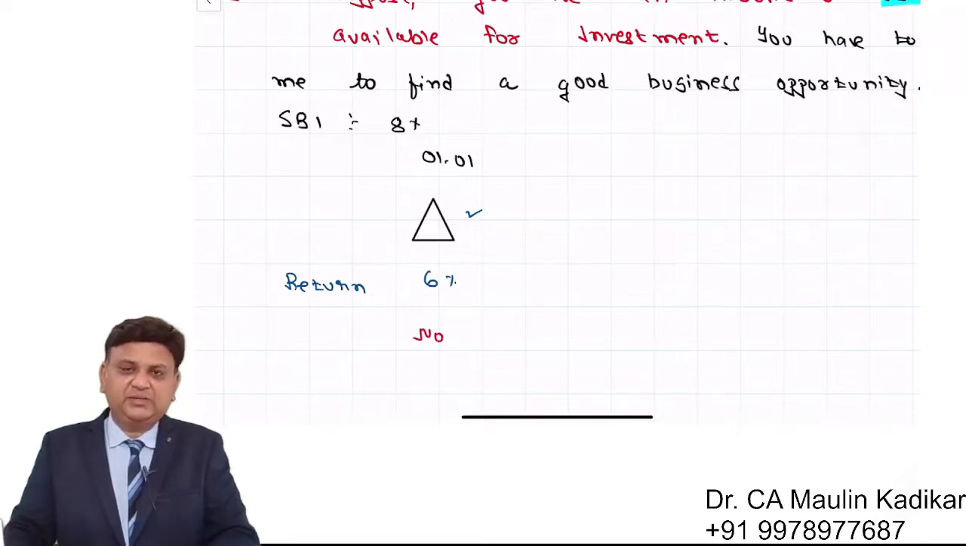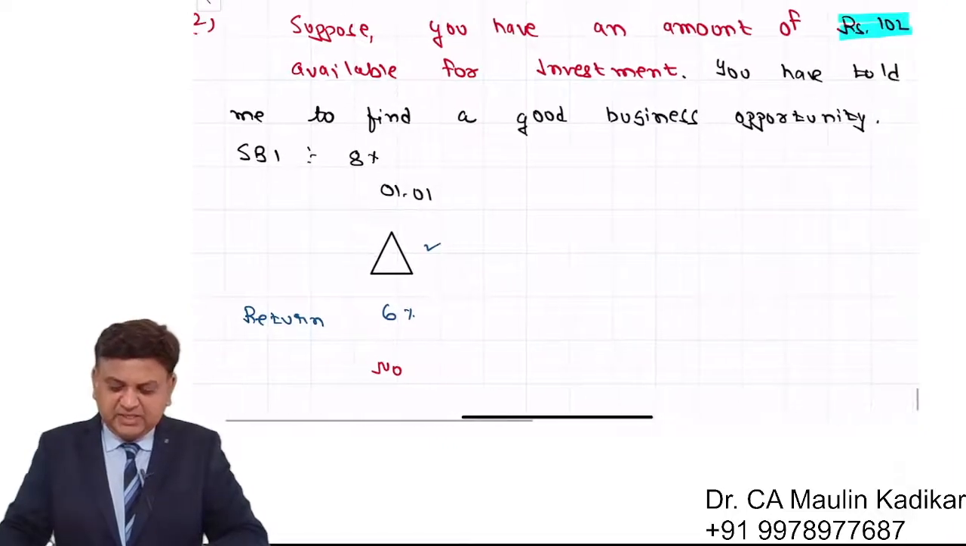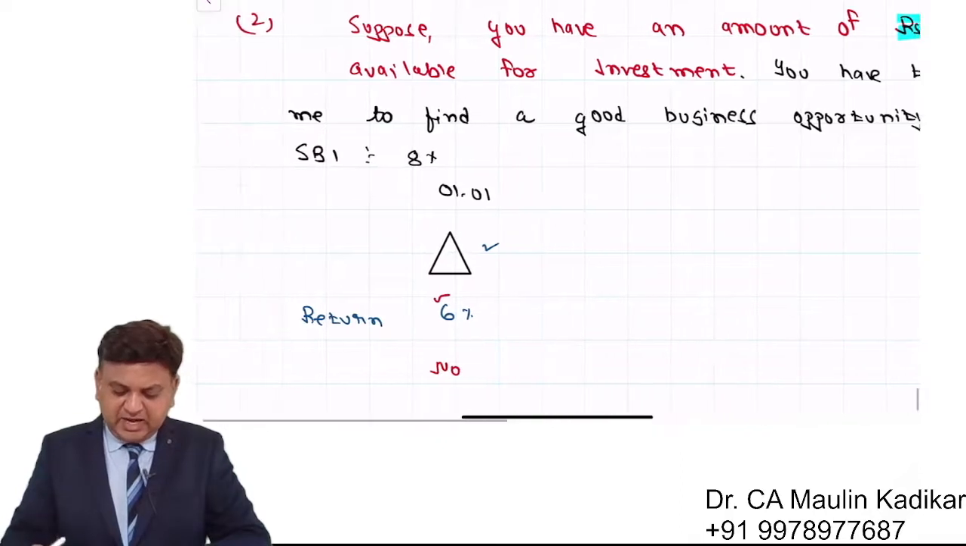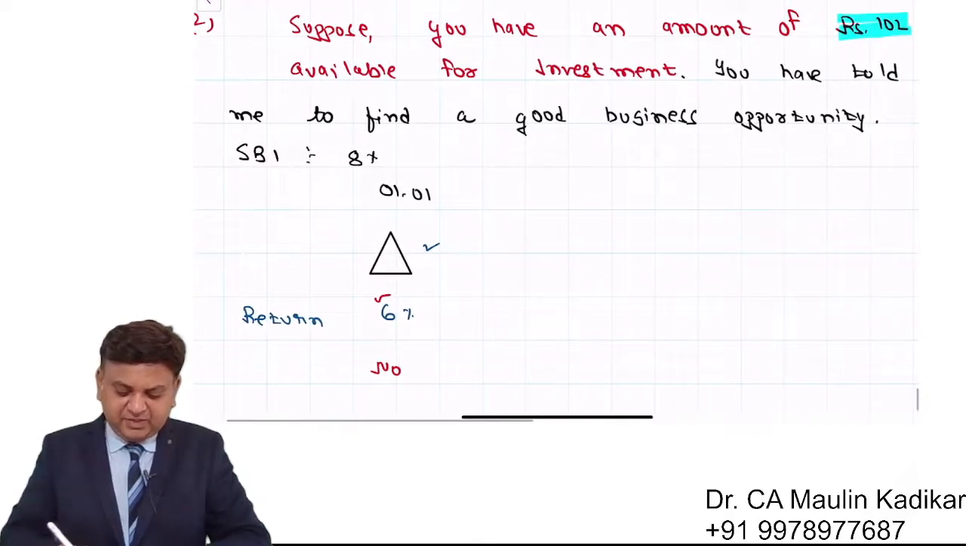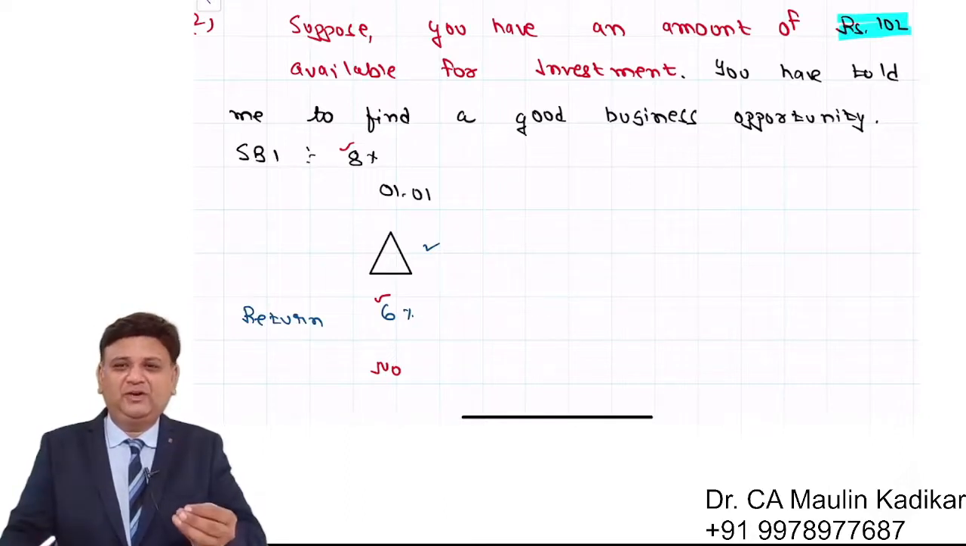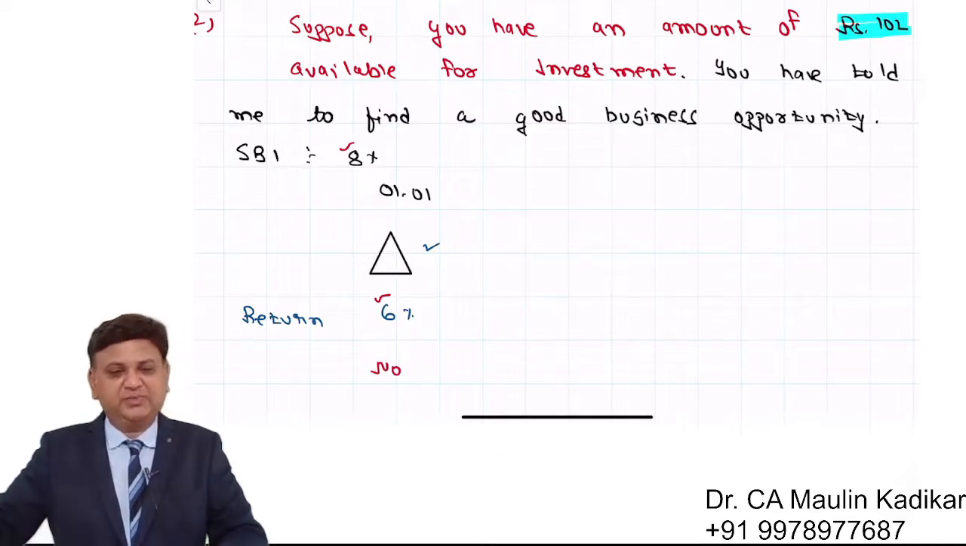The reason behind that is very simple. We understand that making an investment in this will give a return at the rate of 6%, and State Bank of India is giving a return at the rate of 8%. So you will offer me a cup of tea and tell me that, sir, I am not interested in this business proposal.